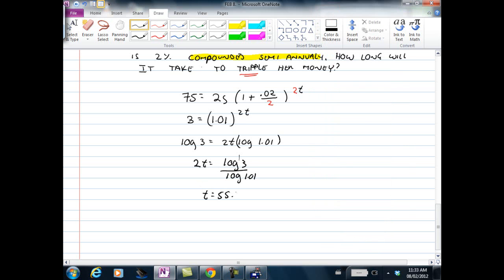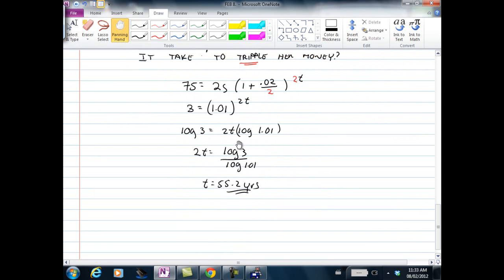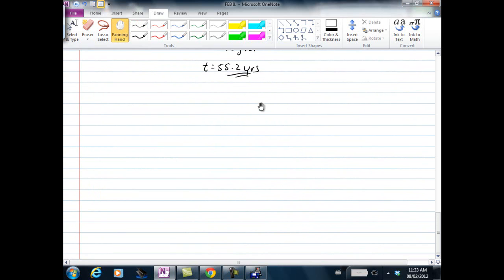I would have to wait until I have grandkids for that money to double or triple. 55.2 years. Okay. That's Zena's money, but that's how long she would have to wait. So guys, gals, this is type 1 done. So we're gonna do only type 2, then we're gonna take a break.